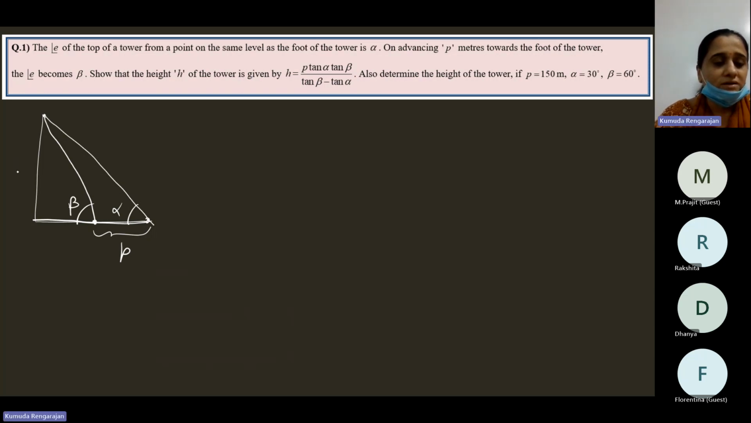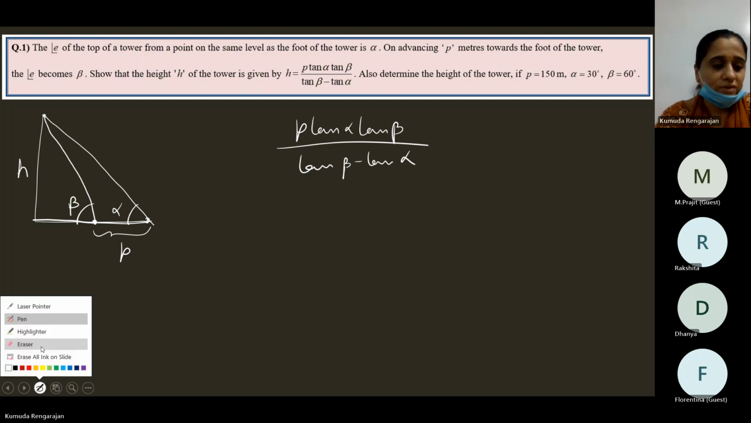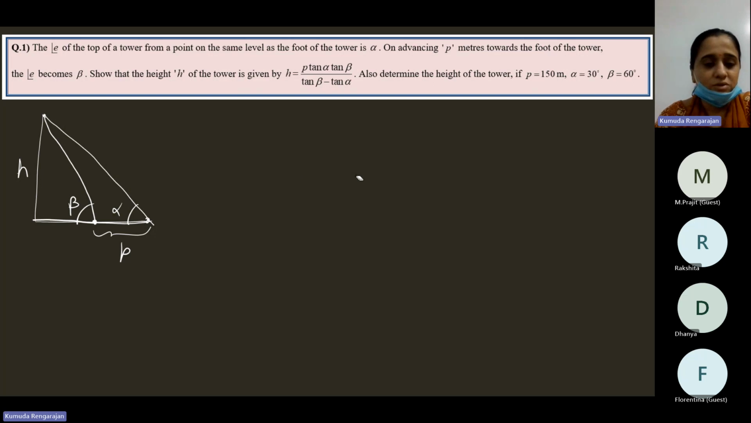Now we need to show that the height h of the tower is given by p tan alpha tan beta divided by tan beta minus tan alpha. This is what we'll have to prove. We'll have to show that the height of the tower is given by this expression. Very simple. Listen to me.